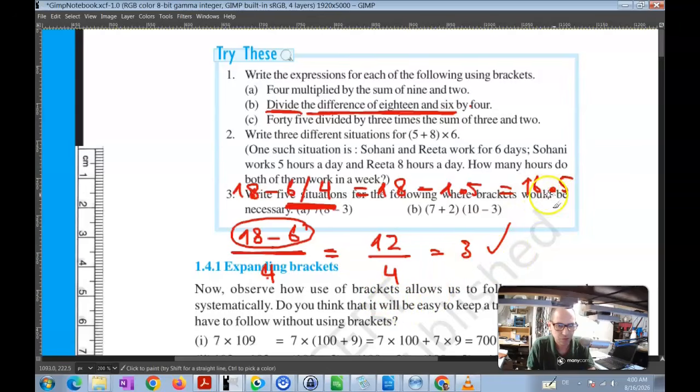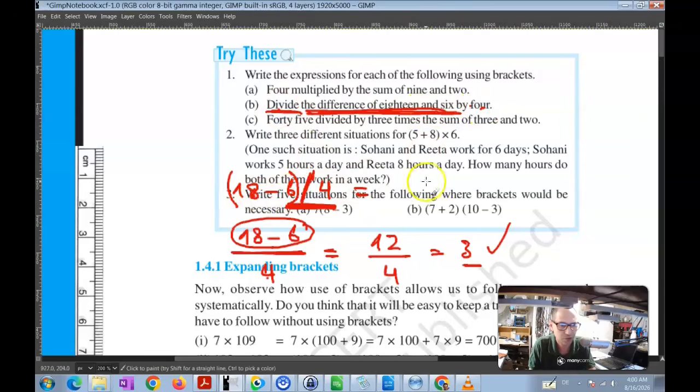So over here I get a 16.5, I'll get a 3 over here, and they are supposed to be the same expression, which, of course, they are not. In order to make them the same expression, all I need to do is put a pair of brackets over here, which means that first I will take the difference of 18 and 6, put it in a bracket, and then divide that by 4.